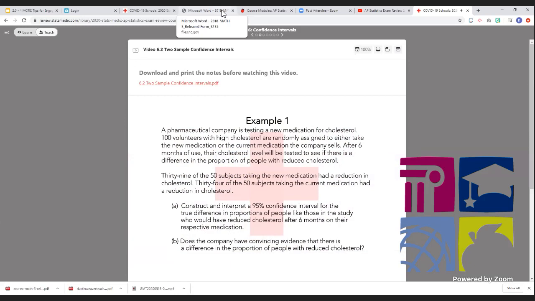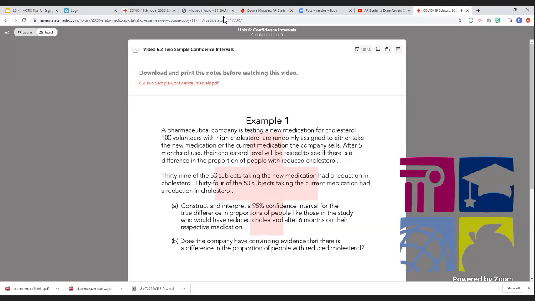A pharmaceutical company is testing a new medication for cholesterol. 100 volunteers with high cholesterol are randomly assigned to either take the new medication or the current medication the company sells. After 6 months of use, their cholesterol level will be tested to see if there's a difference in the proportion of people with reduced cholesterol. 39 of the 50 subjects taking the new medication had a reduction in cholesterol. 34 of the 50 subjects taking the current medication had a reduction in cholesterol.